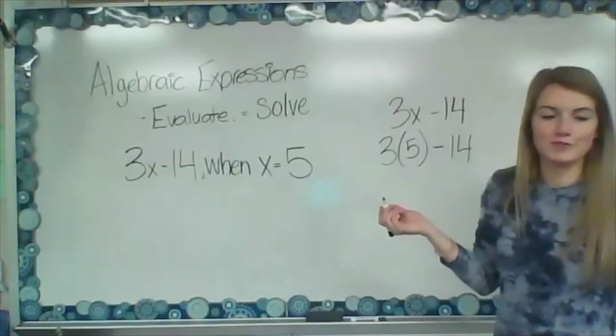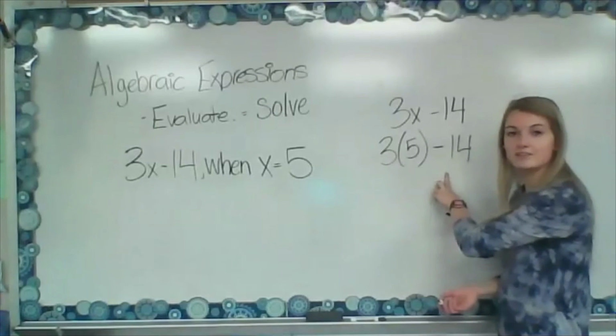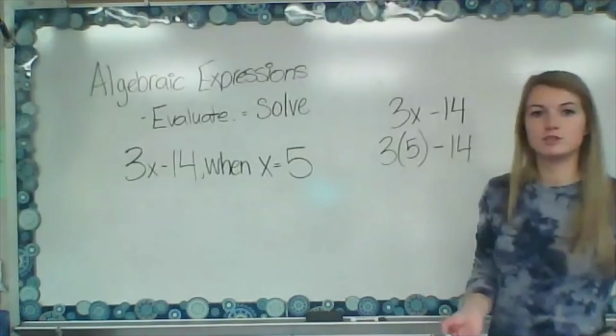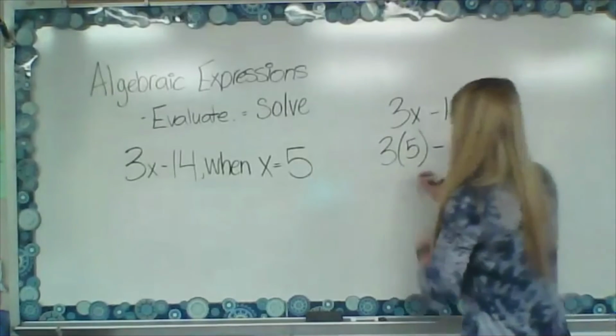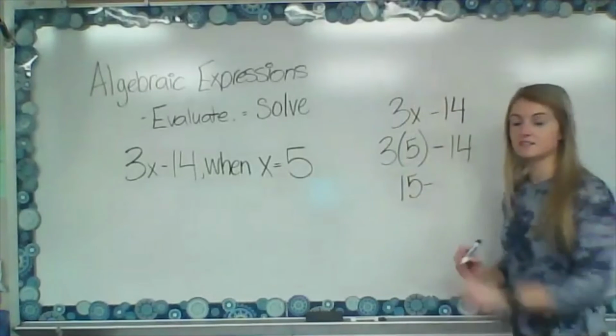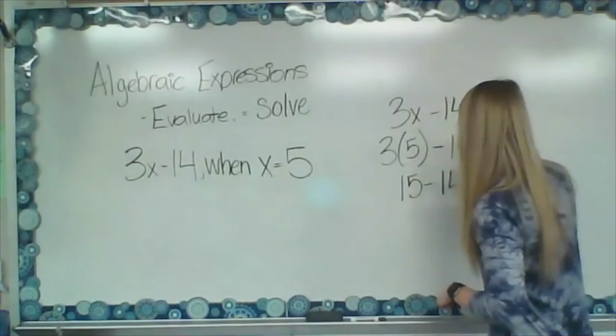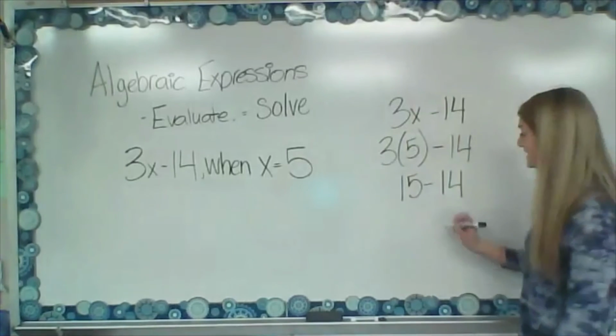And this is just an order of operations problem, right? We have a multiplication and then we have a subtraction. So what do we do first in order of operations? Multiply. So 3 times 5 is 15 minus 14. All right? 15 minus 14 is 1.